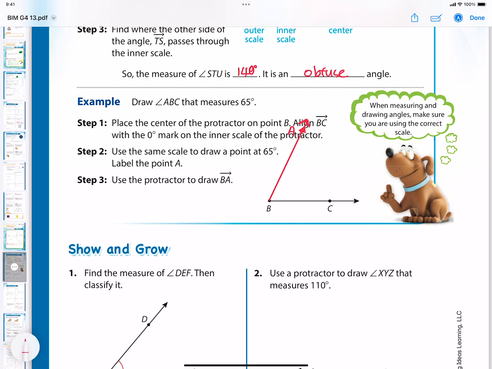So you just draw what? Angle ABC, and it must be what? 65 degrees. All right, good job. So now let's see what this Newton is thinking.